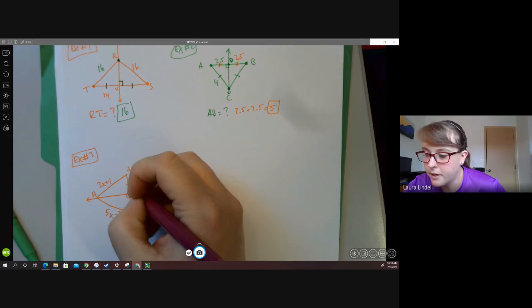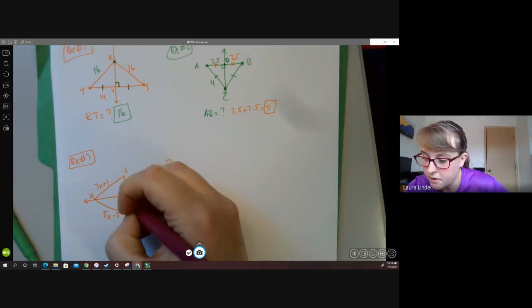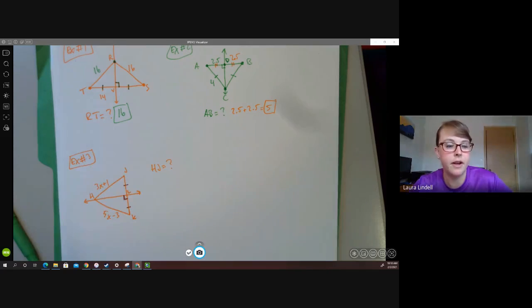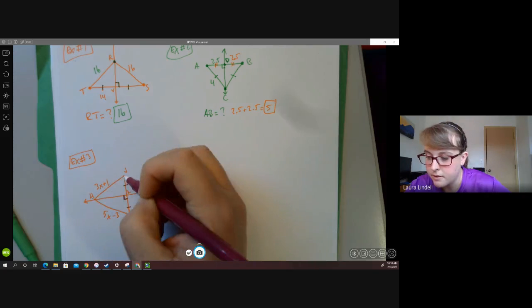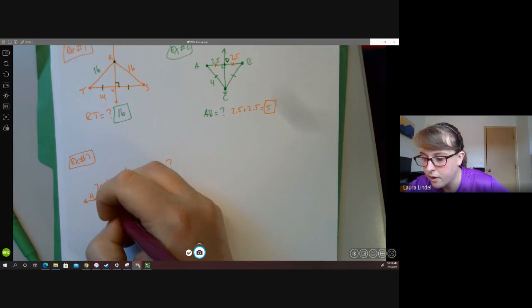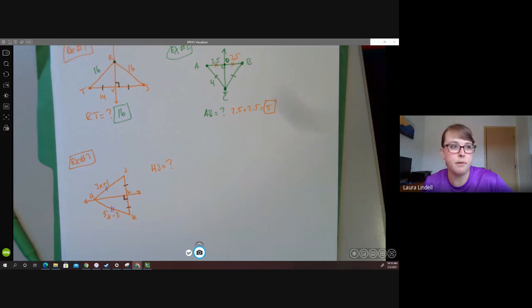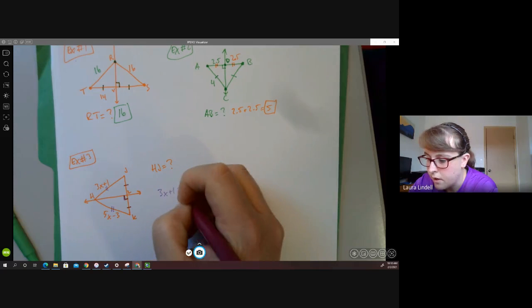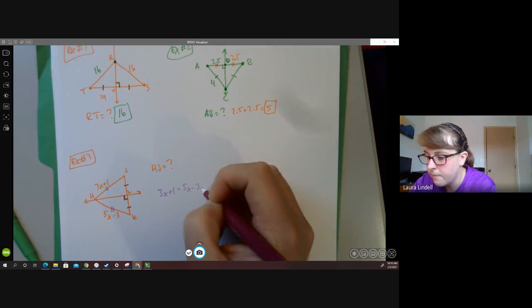So we've got a perpendicular bisector going on. We know that because it's got the perpendicular marking and it's got the bisector marking of cutting that segment in half. So that means that H is the same distance to J as it is to K. So that means we're going to take these two things and set them equal to each other. So 3x plus 1 equals 5x minus 3.